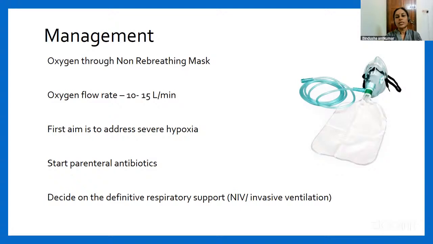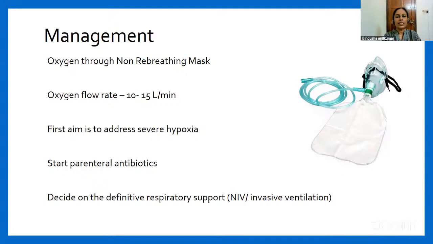For that, you use this non-rebreathing mask. Using this non-rebreathing mask, you can give a FiO2 of around 90 to 100%. So that this severe hypoxia can be treated. But since this child is very sick with severe hypoxia, the child may need intubation. Child may sometimes need non-invasive ventilation or even invasive ventilation.